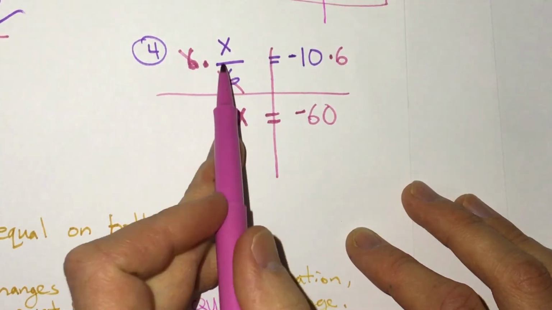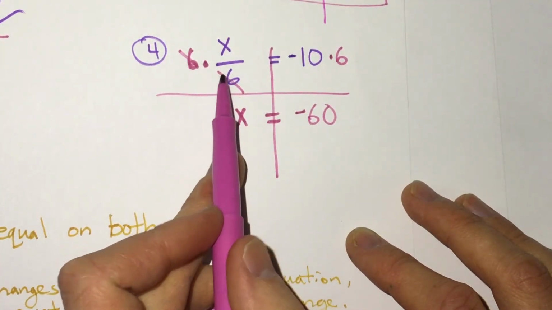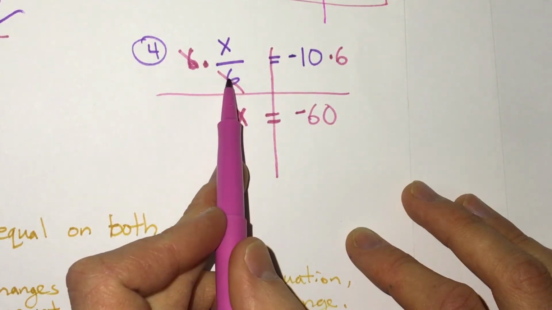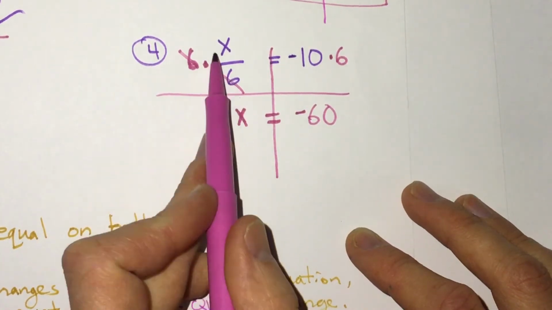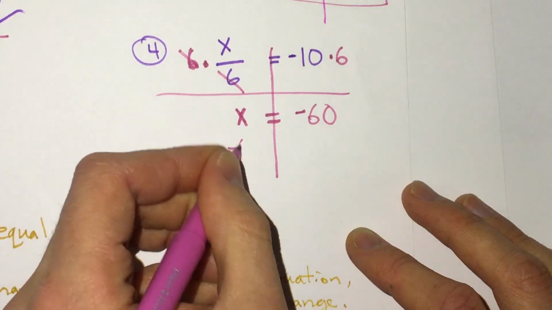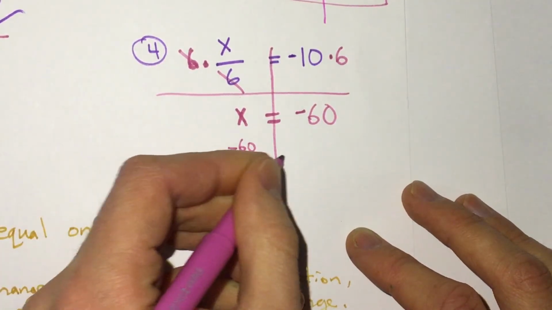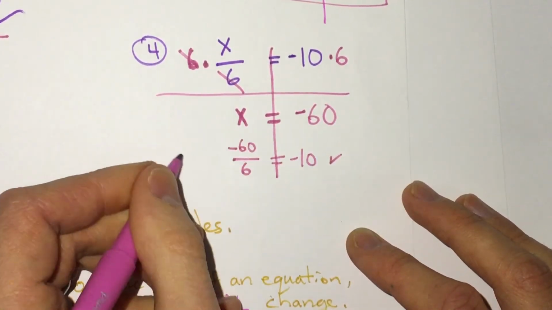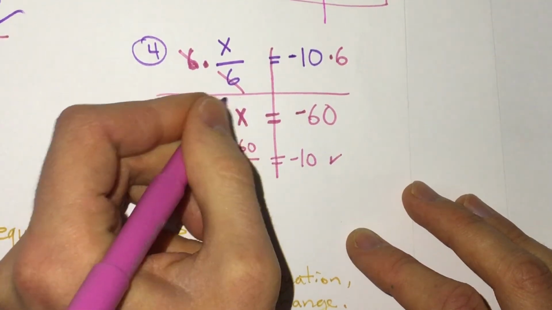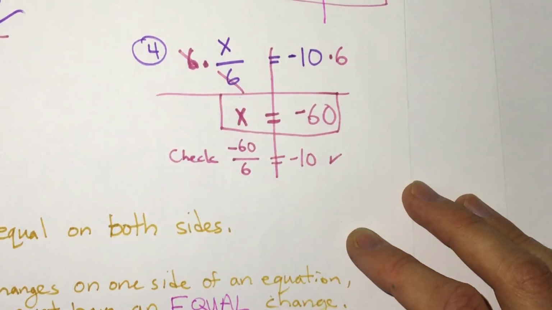And we can confirm again, if we look here, negative 60 divided by 6, 60 divided by 6 is 10, and it would be negative. So negative 60 over 6 does equal negative 10. That would be our check. That confirms our answer is correct.